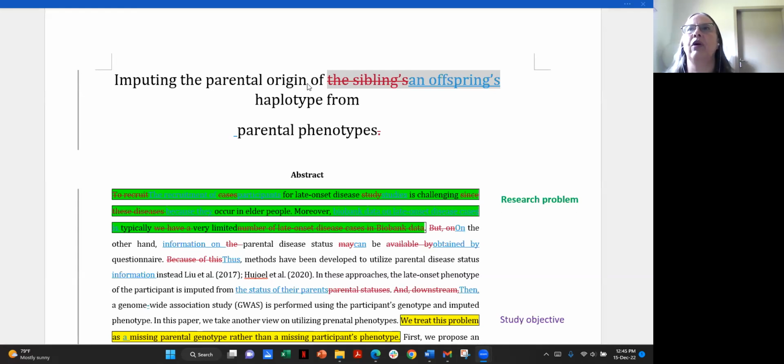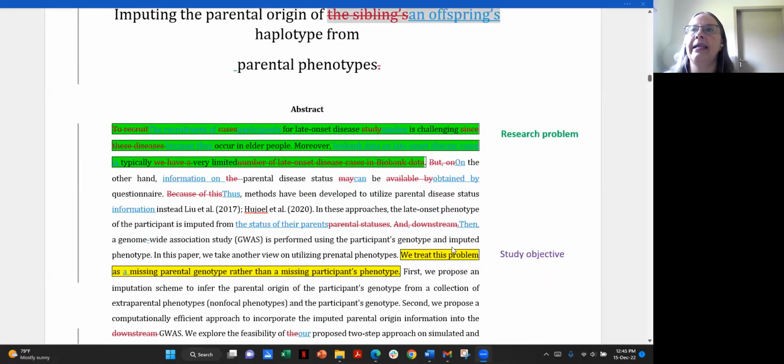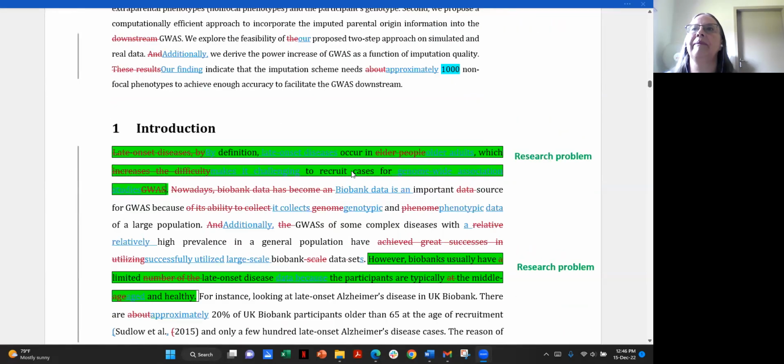So going off of what I was talking about with the different sections, here you can see in the abstract, highlighted in green, they've presented the research problem. And here in yellow, the study objective. These need to then be restated throughout the paper. So in the introduction, there's the research problem. It's been restated. And another sentence here about the research problem being restated so that the reader understands exactly what you are doing.